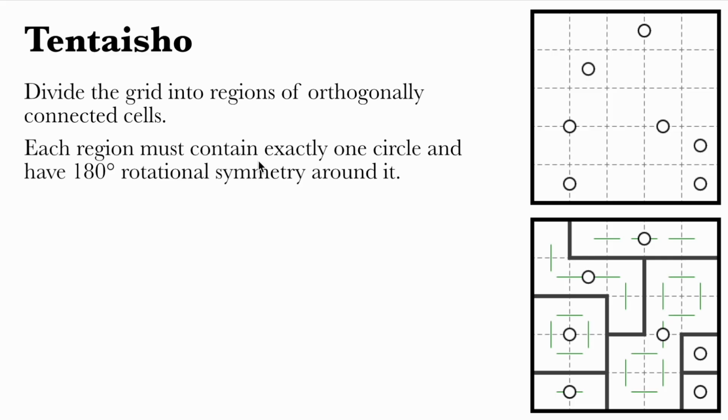Each region must contain exactly one circle and have 180-degree rotational symmetry around it. So you can see in our example solution, all of the regions have one circle, none of them have more than one, and there are no regions without a circle. And if you were to imagine the circle being a pivot point and were to spin that region 180 degrees, you can see it would land exactly on top of itself. That's what that 180-degree symmetry constraint means. Those are the rules of Tentaisho, so it's time to solve a puzzle.